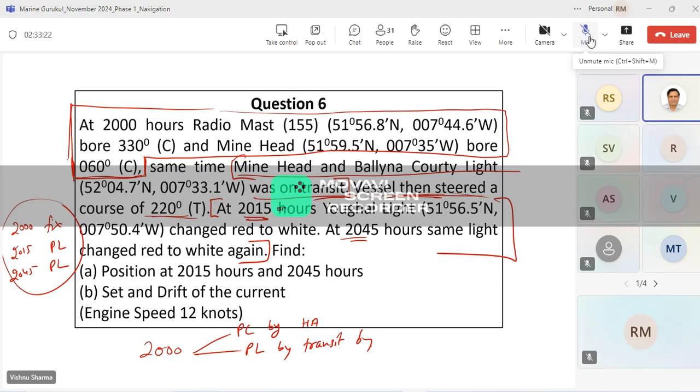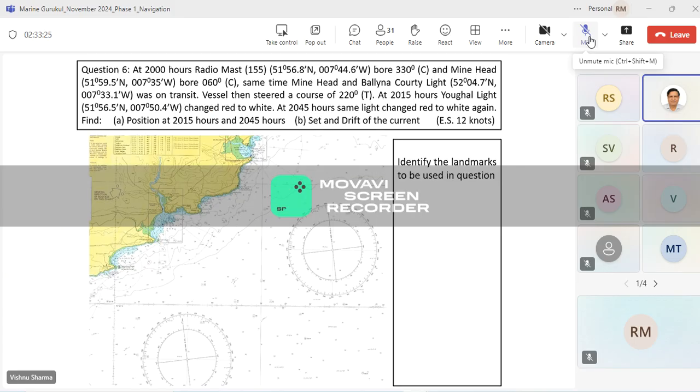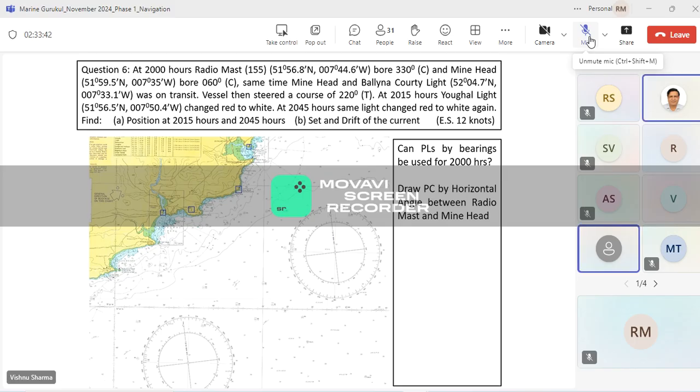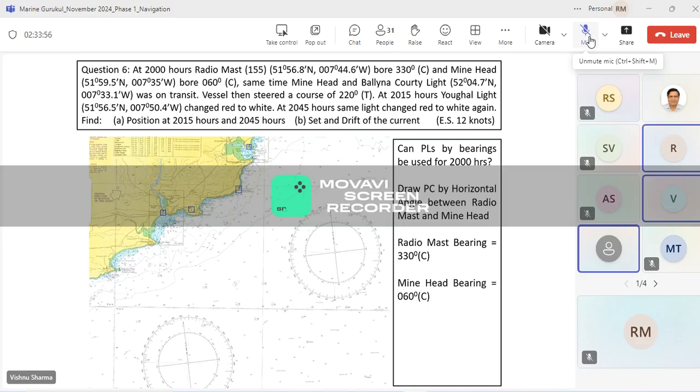And then some things are to be found. So what is the horizontal angle, guys? Identify the landmarks. Can we use bearings to get the 2000 hour fix? Answer is a big no, because we are not sure about the compass error. Draw the PC by horizontal angle between the radio mast and mine head. What is the horizontal angle between these two? Tell me. 090. Horizontal angle is 90 degrees, correct? Yes, sir.